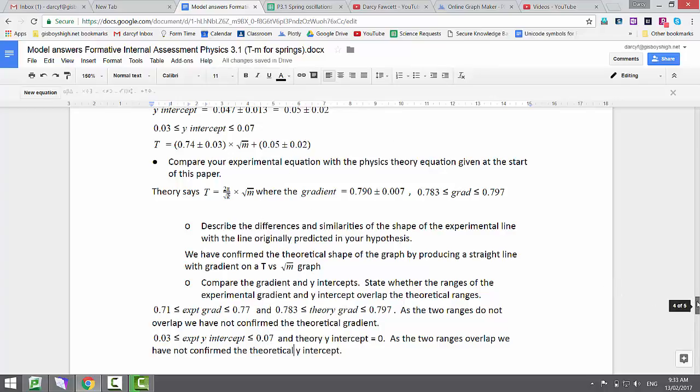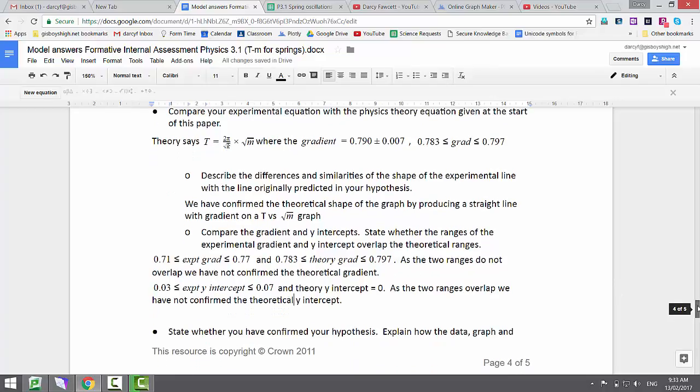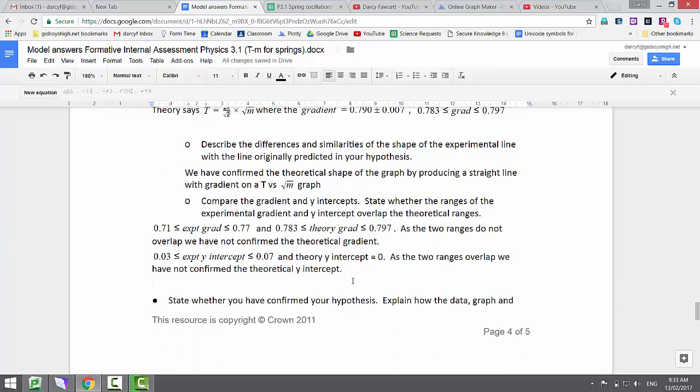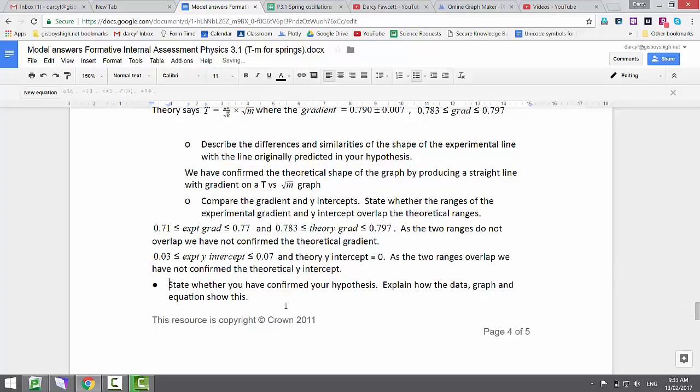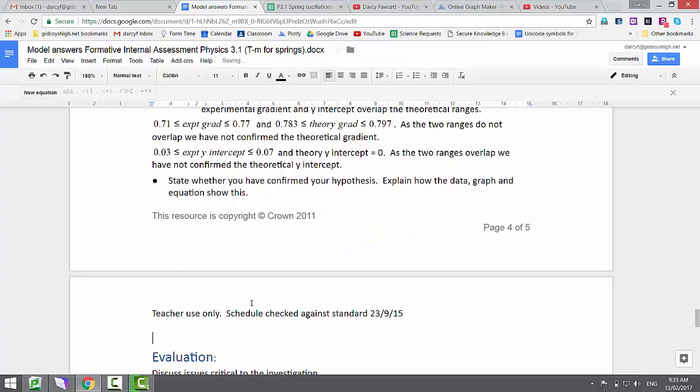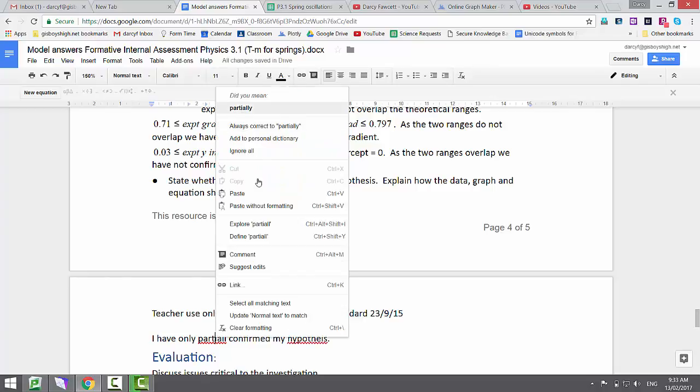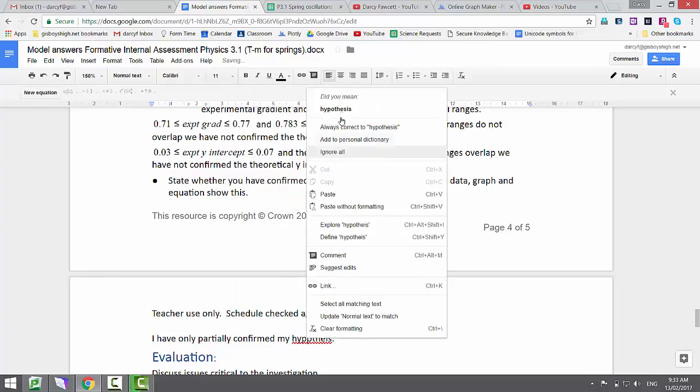Okay, so last but not least, state if we've confirmed my hypothesis. So, what do we know here? I have only partially confirmed my hypothesis. I really have a problem with spelling today, don't we? Hypothesis is misspelled too.